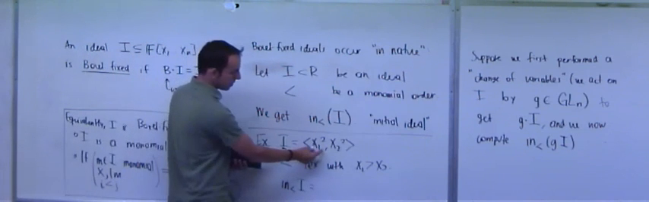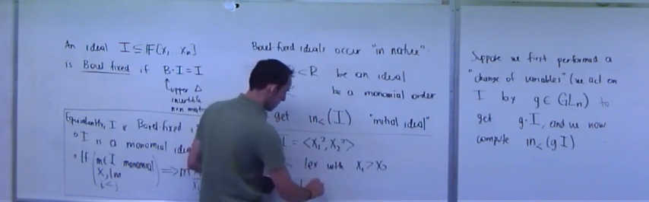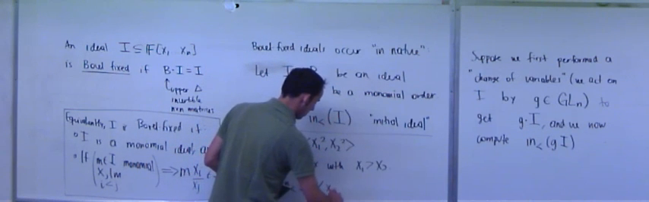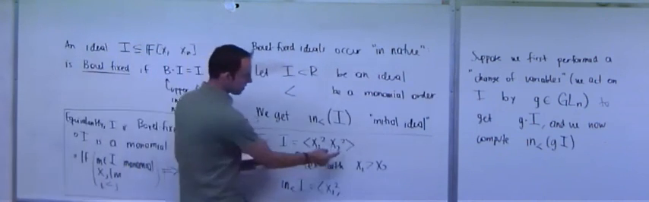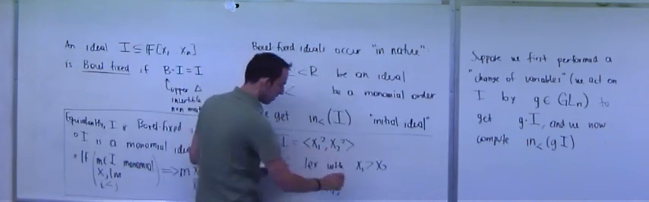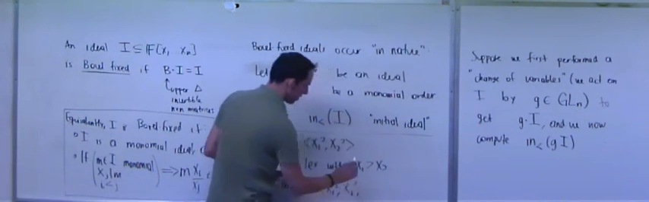Of course, this polynomial lives in I, and its initial term is itself, right? So that means that x1 squared lives here. Okay? This polynomial lives in I, so its initial term is itself. And so we get this guy.